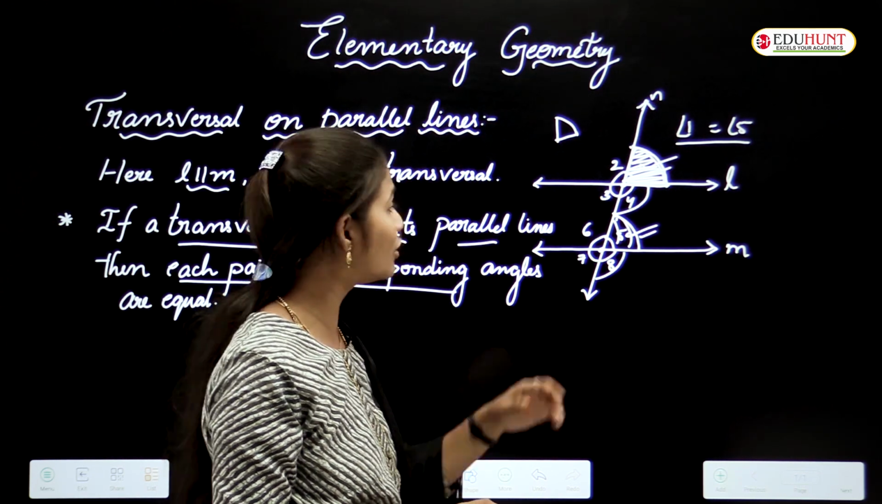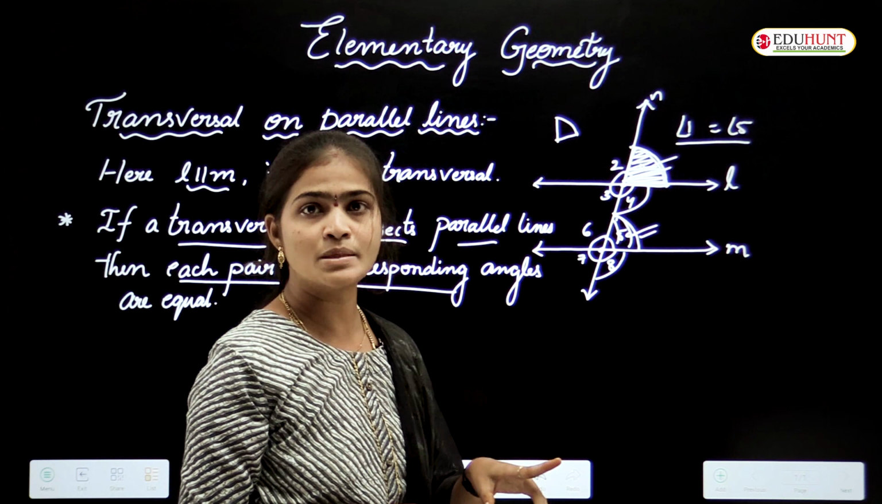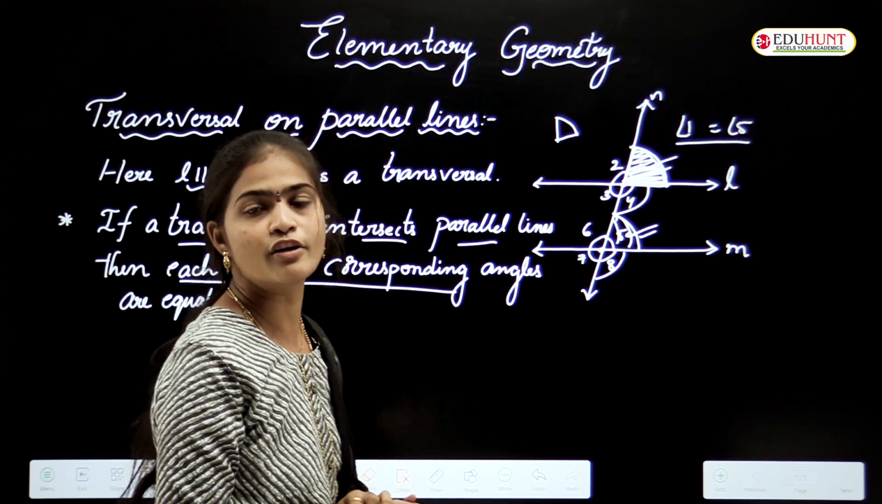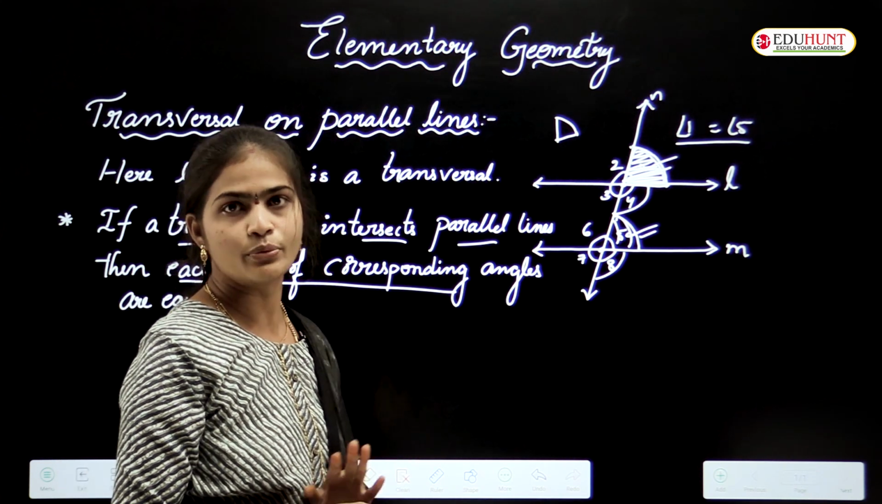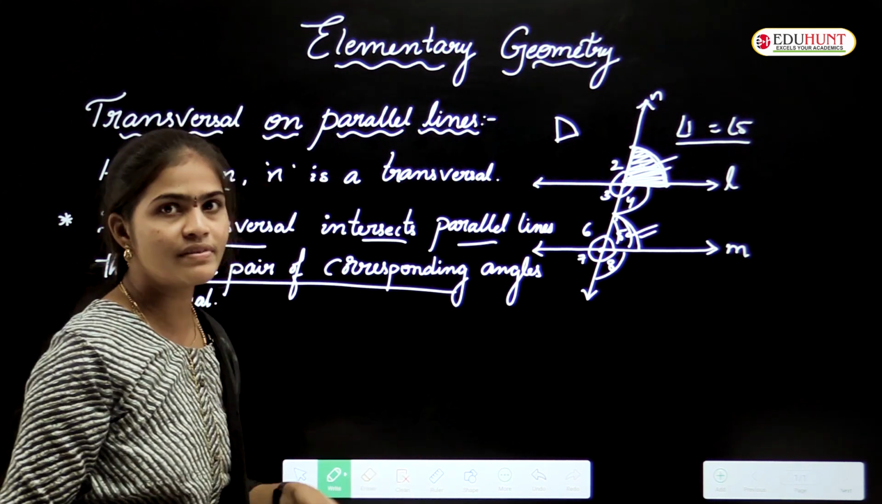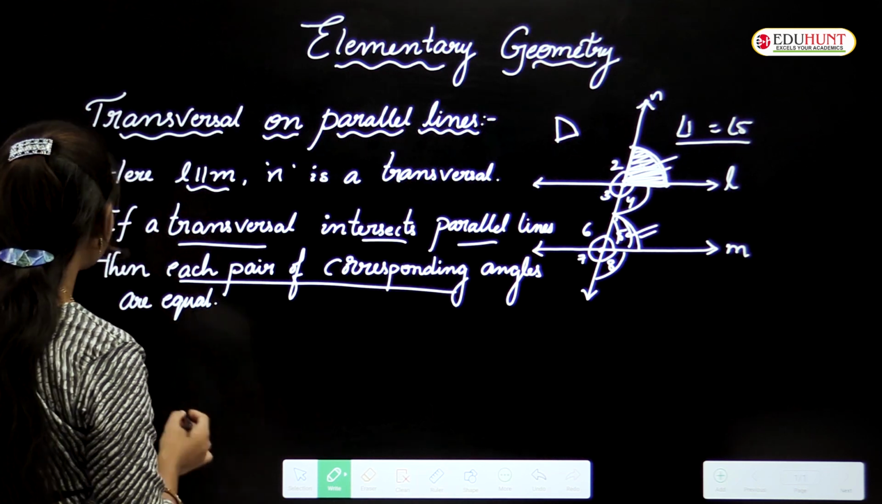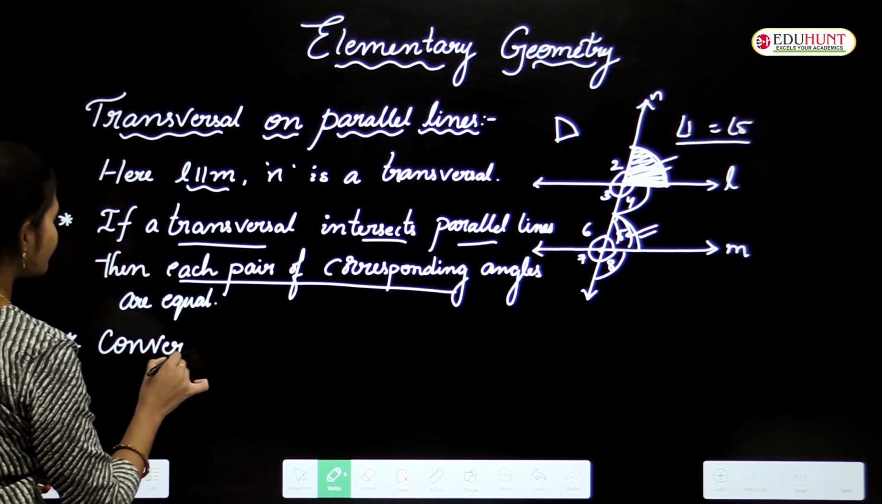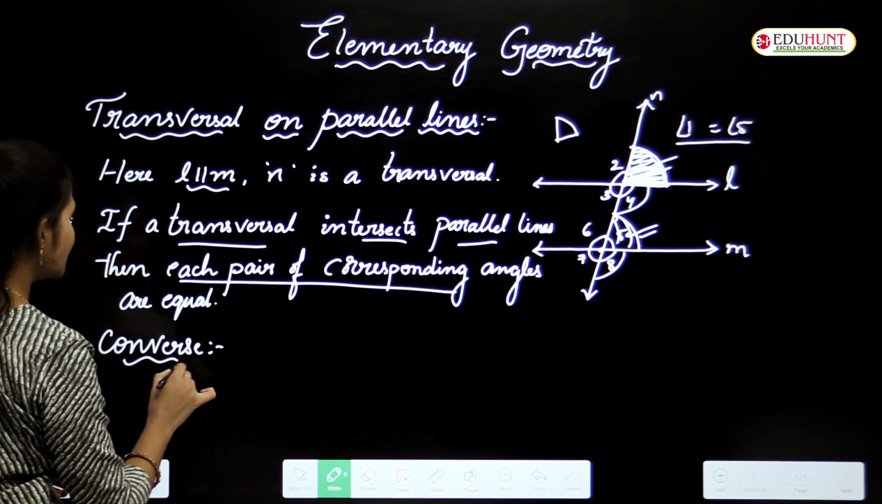Then you can observe that those two angles are equal. When it is possible, if the given lines are parallel, then each pair of corresponding angles are equal. Okay, here the converse also holds. What is that converse? Just see the converse statement.